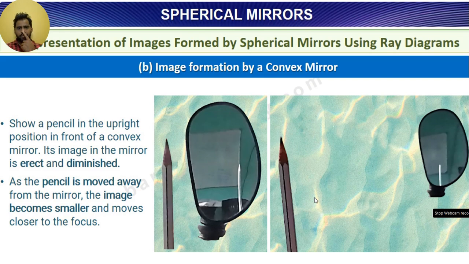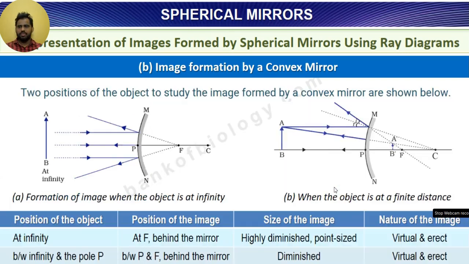Image formation by a convex mirror is the next topic. We'll try to understand how an image is formed in the convex mirror. This is a convex mirror. Show a pencil in upright position in front of the convex mirror. The image in the mirror is erect and diminished. As the pencil is moved away from the mirror, the image becomes smaller and moves closer to the focus.